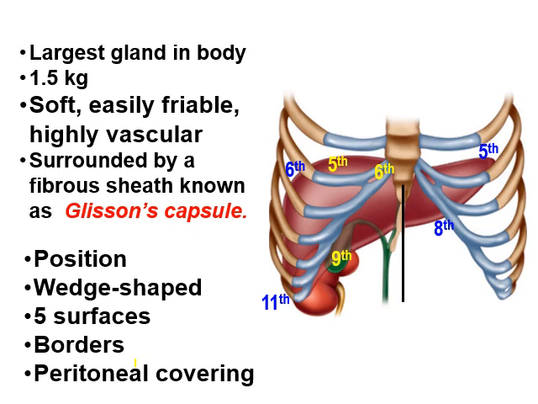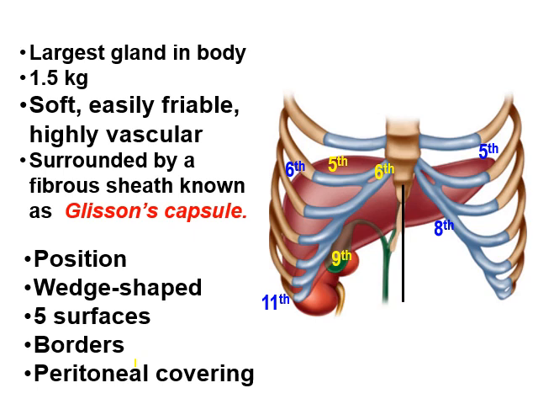The liver is the largest gland in the body, about 1.5 kilograms. It's soft, easily friable, highly vascular, surrounded by fibrous sheaths known as Glisson's capsule. The liver is located in the right hypochondrium, part of the epigastrium, and part of the left hypochondrium.